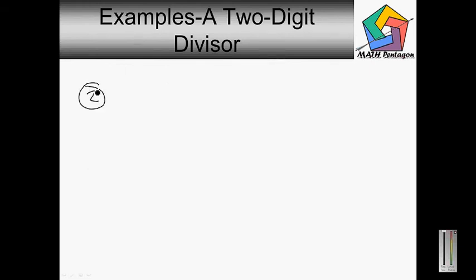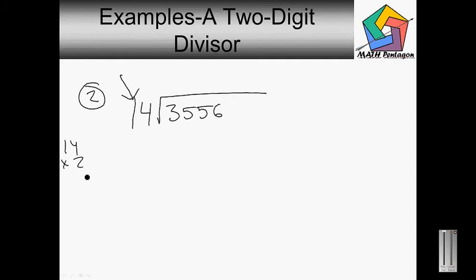And let's do our second example. Let's say we want to divide 3,556 by 14. So we would write it out like this. Here's our two-digit divisor, 14. 14 goes into 35. The closest number would be, let's say, 14 times 2. That would be 28. So that would be the closest.